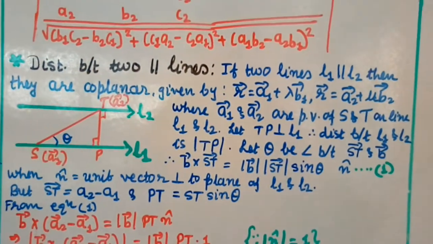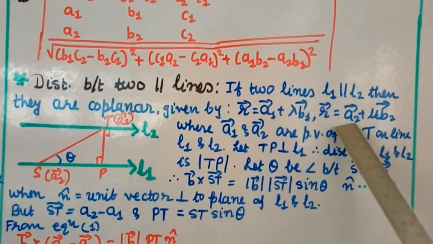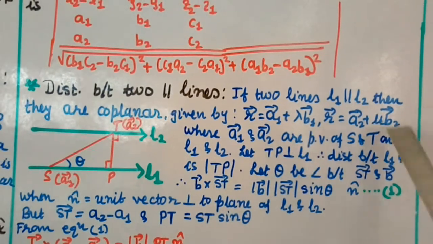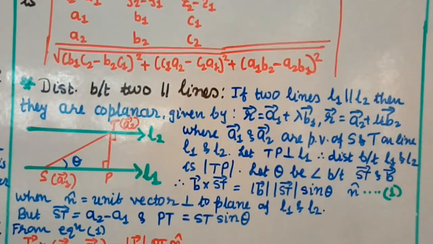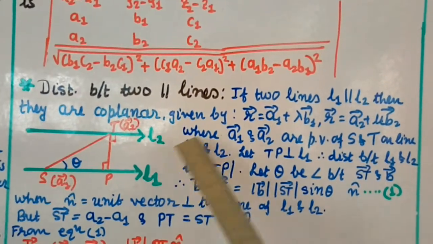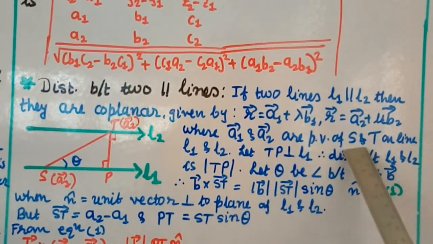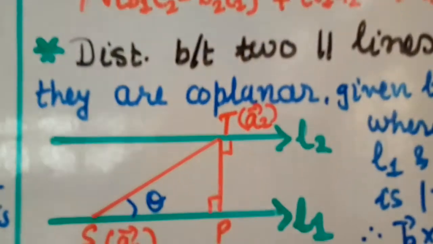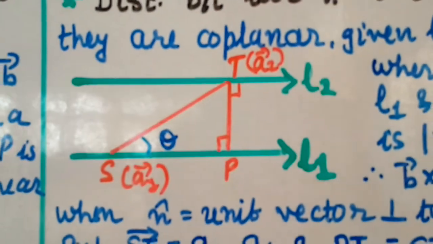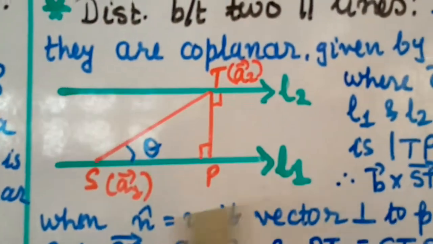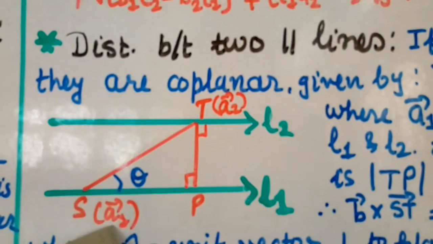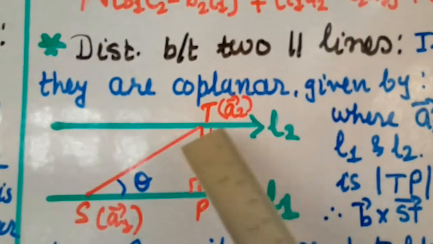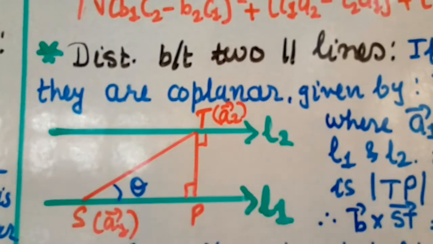Two lines are taken, and a1 and a2 are the position vectors of the points, b1 and b2 are the directions, and lambda and mu are real numbers. Where a1 and a2 are position vectors of S and T on lines L1 and L2. So I have just drawn the figure over here. There are two lines L1 and L2, they are parallel. Point S is on L1 with position vector a1, and point T is on L2 with position vector a2.